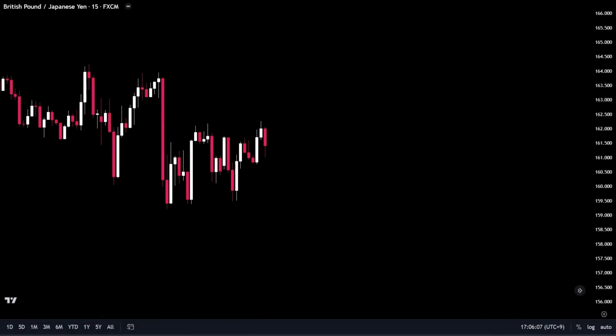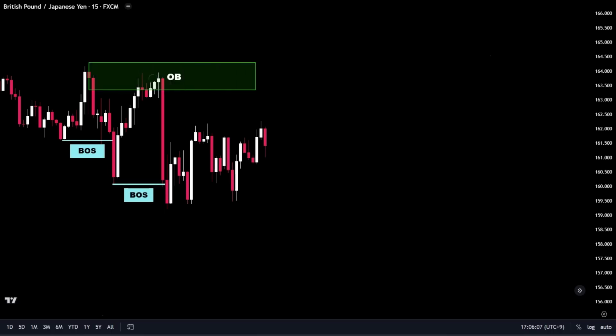Here we have the Pound Yen 15-minute timeframe chart, where we can see the following price action. As you can see, price is in a downtrend and has created a series of BOSs to the downside. We can see that price, after mitigation of the previous order block, sharply declined and formed a break of structure with two large red candles, leaving behind a significant inefficiency.